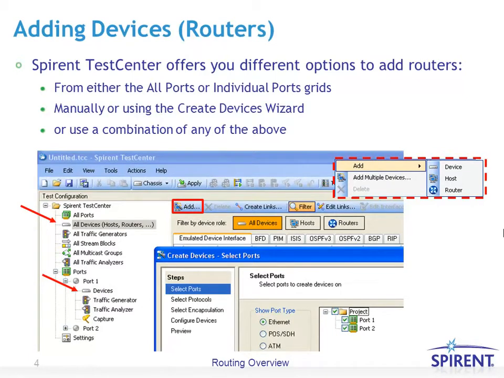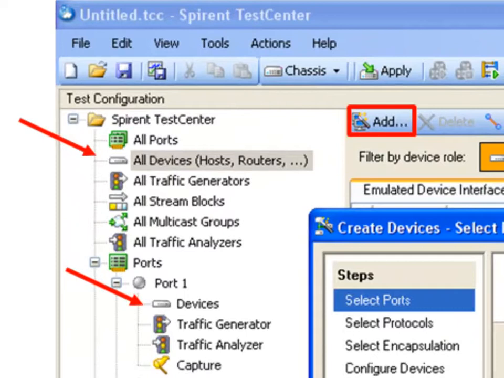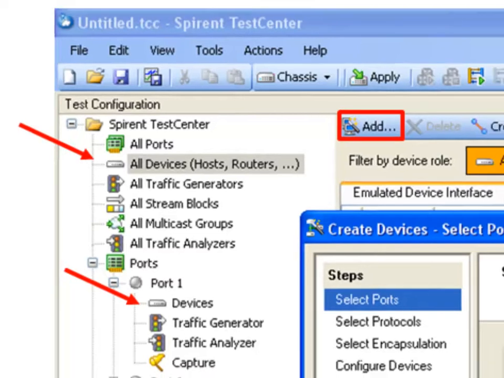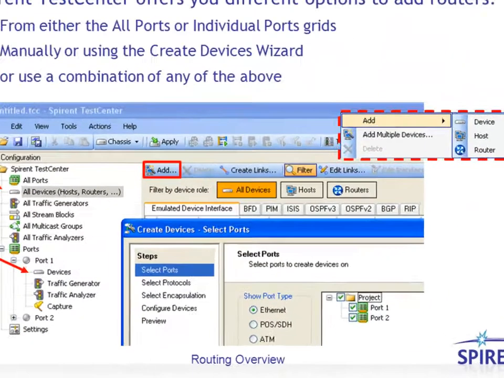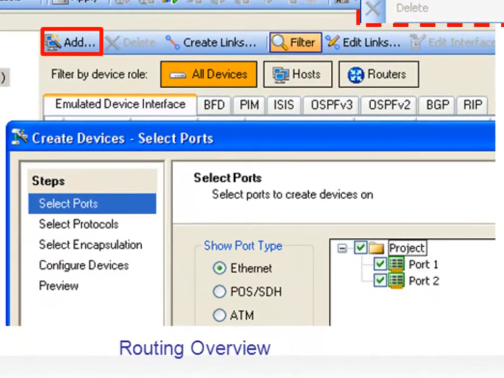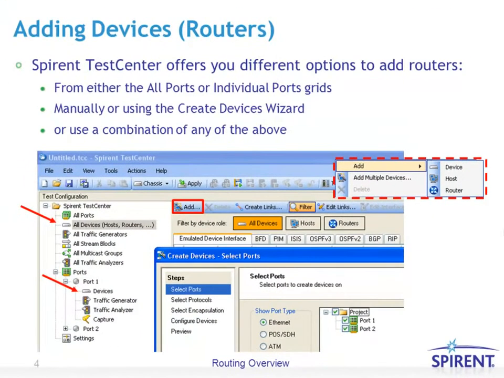In order to enable routing or MPLS simulation, you first have to create one or more devices across one or more ports. You'll select either the all devices level, where you can add devices to all the ports, or underneath an individual port, where you can add one or more devices to a specific port. Once you select the all devices or devices setup grid, there's an add button, and from there you can access the create devices wizard. You can add devices using the wizard, or you can add them manually one device at a time per port, or you can use any combination of the two.